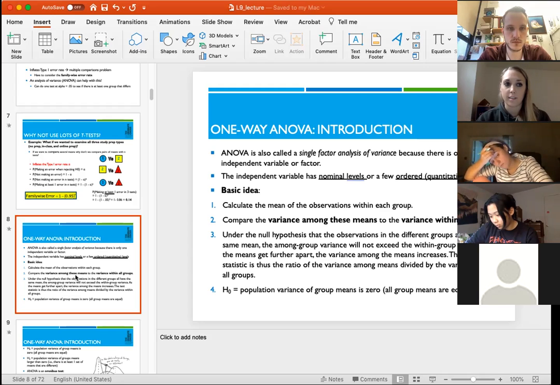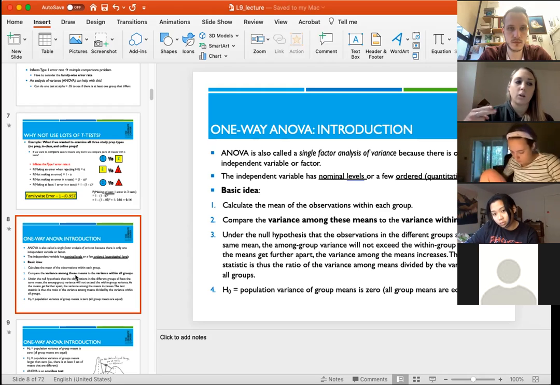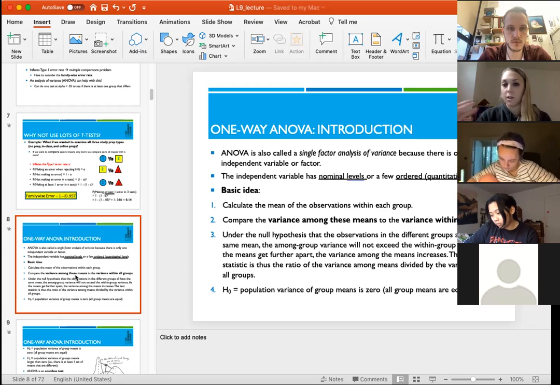You can also think of this as, if your independent variable is drug, you can have a placebo condition, a drug A or drug B, or low dose or high dose, or something like that. So that's one way, because there's still one independent variable.